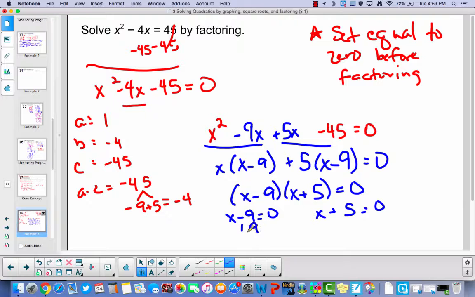Solving, I add 9 to both sides, and I get x equals 9. Solving here, I subtract 5 from both sides, and I get x equals negative 5. So we can see we have two solutions, and if you notice, it's the opposite of what's in those parentheses. If you can go from here to here, that's fine, but this is where that's coming from.